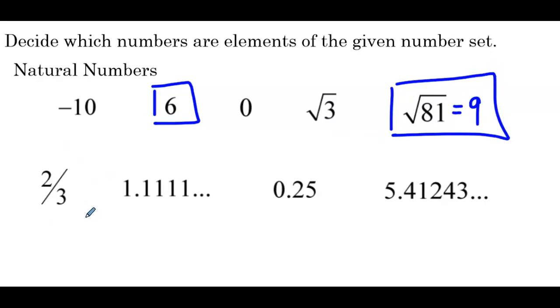2/3, it's a ratio of two integers, not a natural number. 1.1 repeating, not a natural number. 0.25, not a natural number. And 5.41243, not repeating, not terminating, not a natural number. So out of all these numbers, only 2 fall into the natural numbers, which should make sense. It's the smallest set of numbers that we looked at.